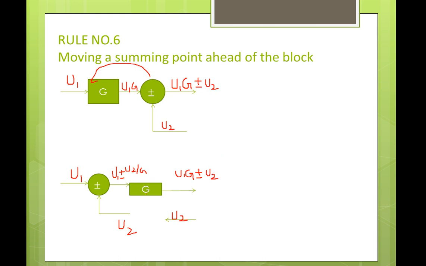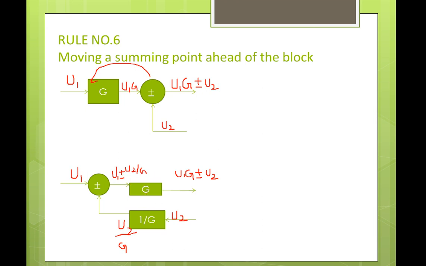After u2 you no need to get the g, so you have to cancel that out. In order to do that, you are adding one more block which has the gain of 1 by g. Whenever you add the block with the gain of 1 by g, after this you are getting u2 by g. So for this summing point you are getting u1 plus or minus u2 by g, and that will come to here.